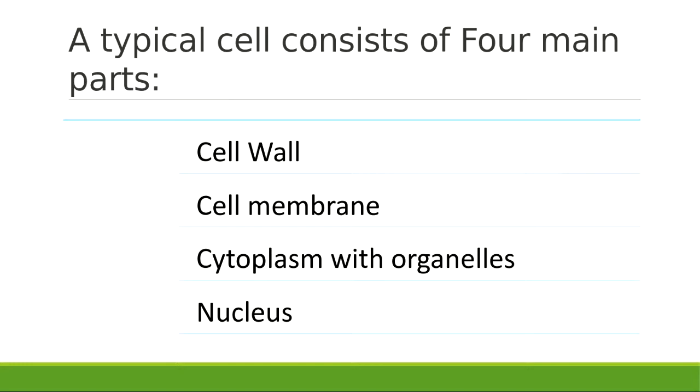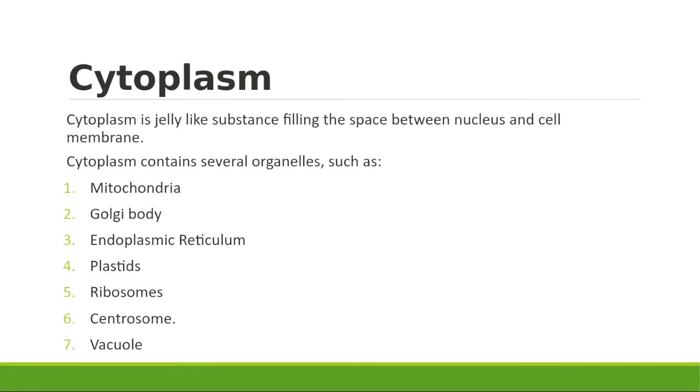Here we discussed already about the cell wall, cell membrane and nucleus. Now we are going to study about the cytoplasm and its organelles. Okay, so what is cytoplasm? Cytoplasm is a jelly-like substance filling the space between the nucleus and the cell membrane.